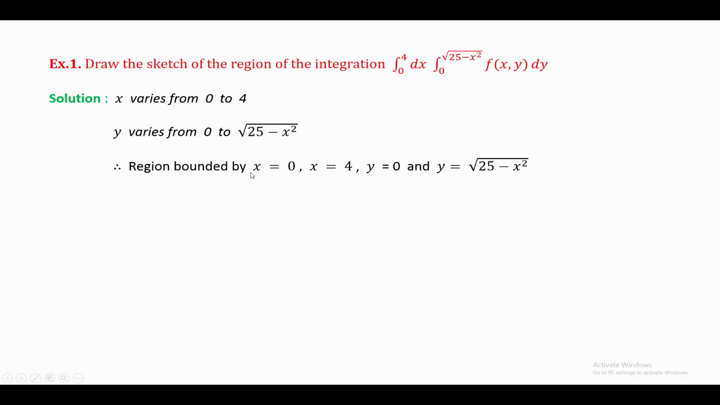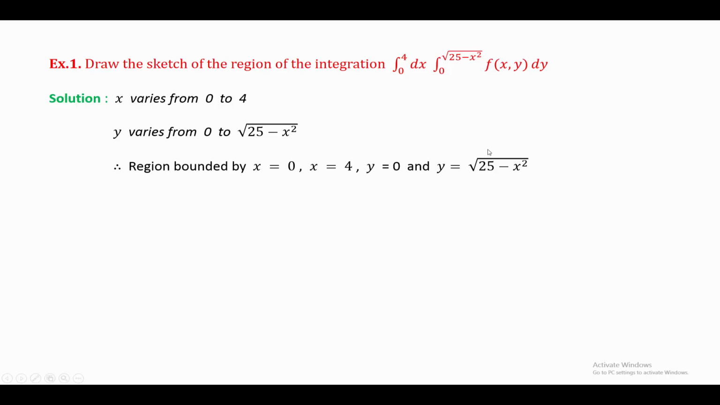Therefore the region is bounded by x is 0, x is 4, means these are two lines, and y is 0 and y is equal to square root of 25 minus x square. The region is bounded by these lines, x is 0, x is 4, y is 0 and y equal to square root of 25 minus x square.